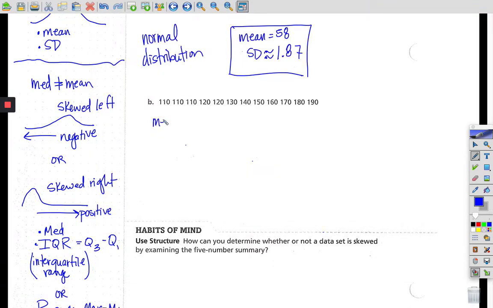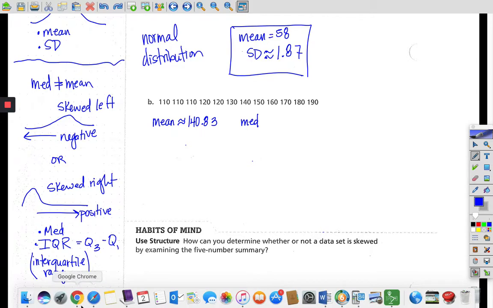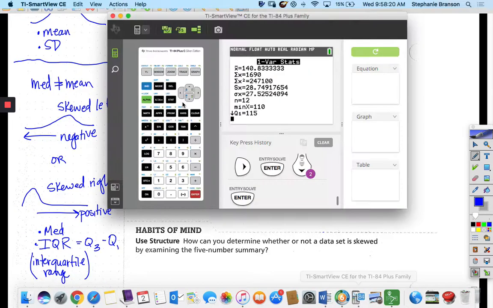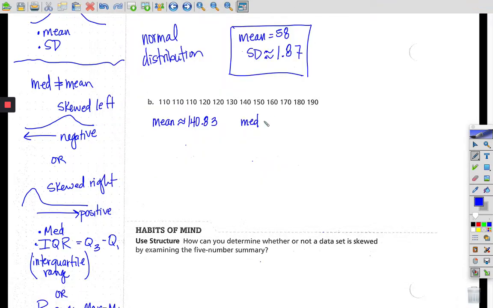So mean is approximately 140.83. And my median is 135. Because they are not equal, this means that it is skewed either left or right.